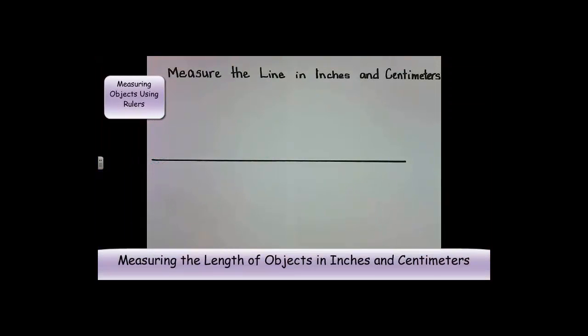In second grade, students are asked to measure lines as well as objects around the classroom in both inches and centimeters. So here I have a line drawn on a page, and we're going to measure the line in inches and centimeters. Before I do that, I'm going to take a look at this line, and I'm going to make my estimate. So I think that this line might be about 8 inches long. Now I'm going to check my estimation by actually measuring this line.